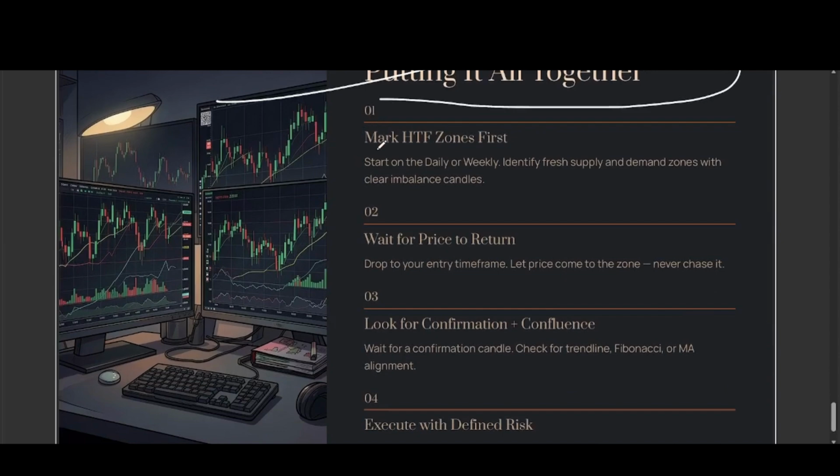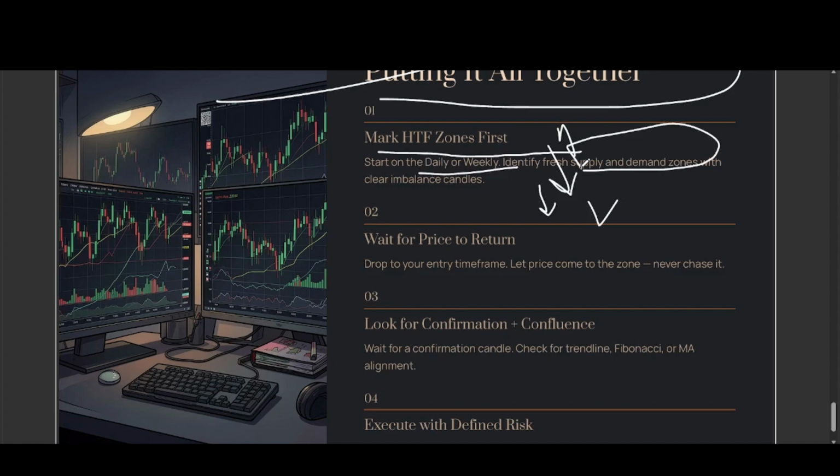Next, putting it all together. First thing is, mark higher time frame zones first. Go to daily or weekly and then get down to lower time frames. Start from the higher time frame and then get down to the lower time frame. Next, keep marking the supply and demand zones from all the time frames.